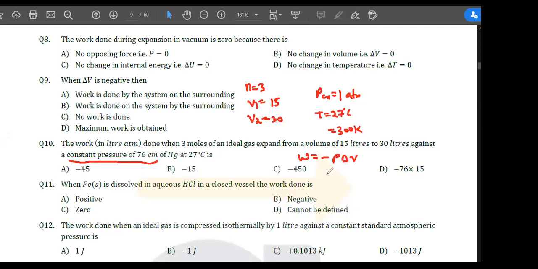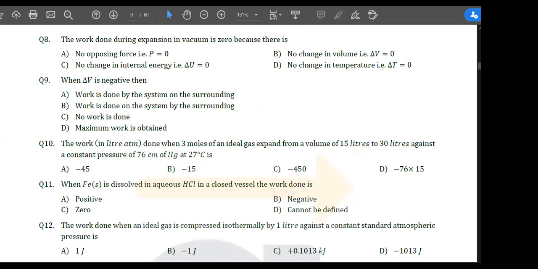Because P will be taken outside your integration because it's constant, right? So it is just your formula. P is given 1 atm and V2 minus V1. So we already have the answer, which is 1 into 30 minus 15. Got it? So we have minus 15 atm liter. So the answer is B. Got it, everyone?